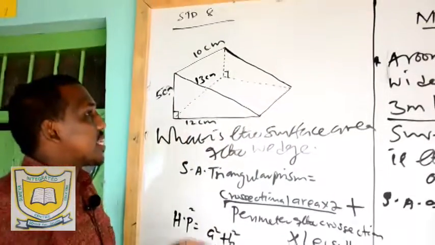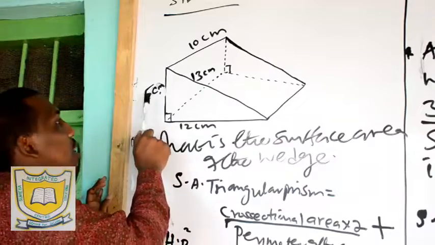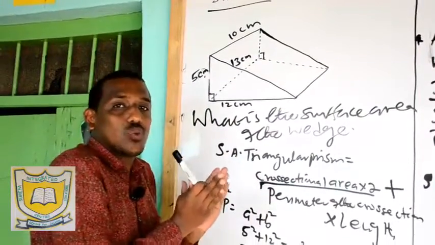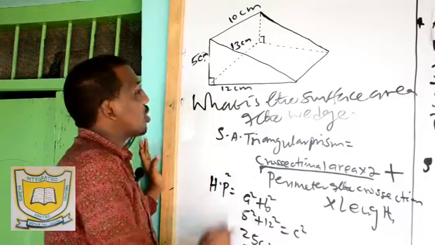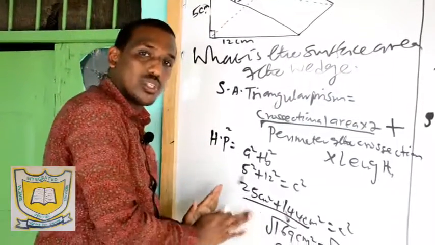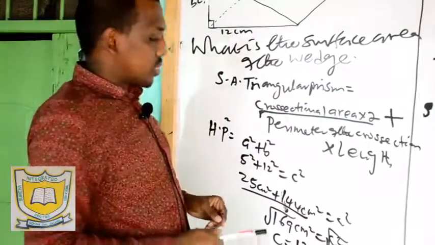How do we get this 13 centimeters? You use the Pythagoras theorem. 5 times 5 is 25. You add the squares of the two shorter sides, then you take the square root. 5 times 5, 25. 12 times 12, 144. 144 plus 25 is 169. The square root of 169 is 13. So the hypotenuse is 13.